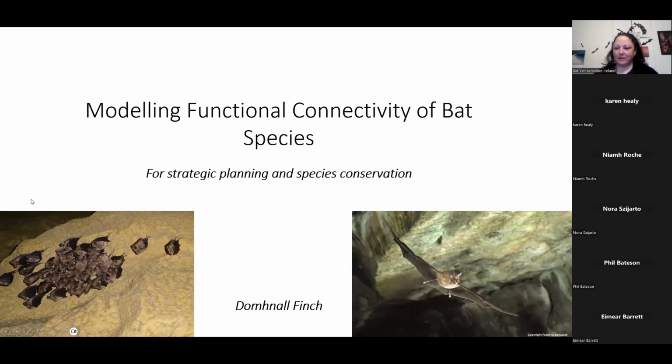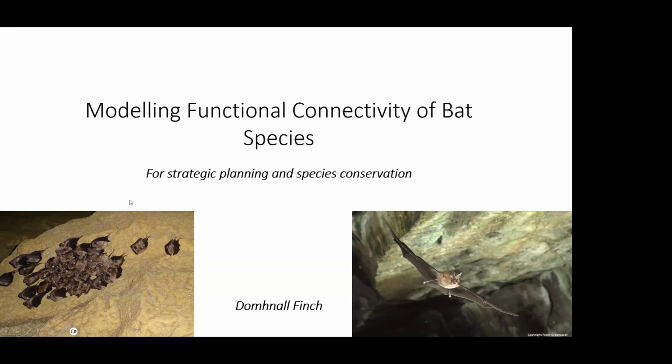I did my PhD on greater horseshoe bats over in England a couple of years ago. So the majority of what I'll probably talk about is in relation to some of my chapters associated with the PhD, and then some of the work we have done in Ireland since then. So we're looking at modeling functional connectivity of bat species, and essentially then how to use these kind of computer models and graphics to aid strategic planning. If you're looking at houses or anything like that in terms of development, and then species, how to target species conservation.